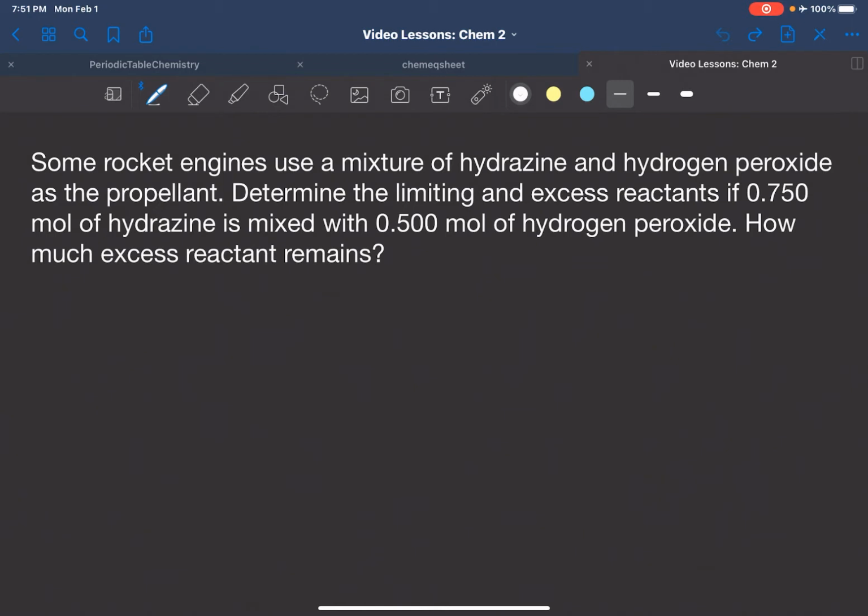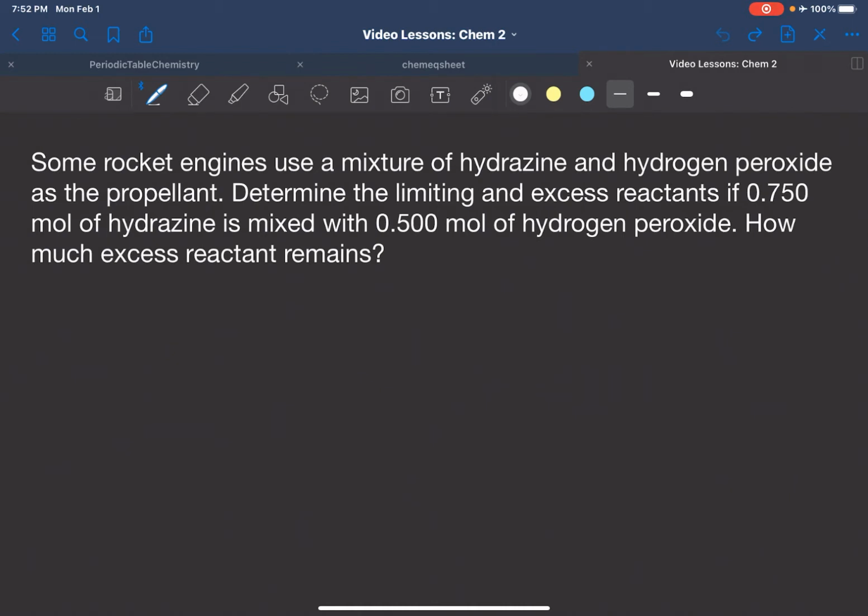All right, so we've got a little background information. We have rocket engines using hydrazine, which is a compound of nitrogen and hydrogen, and hydrogen peroxide as a propellant. When these two reagents come together, it generates a reaction where we can trap the pressure and a lot of the energy that we can use as a propellant. That's what that means, as a propellant, particularly for space aircraft and things like that.